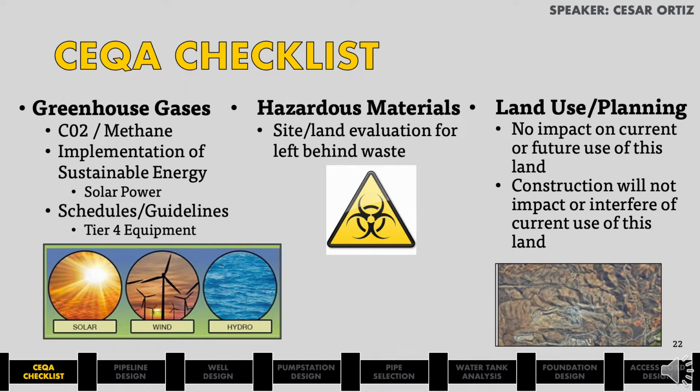To move on to the second category, which is hazardous materials, the project site location will be evaluated to ensure that there are no hazardous materials present from previous land usage. Lastly, land use planning is the third category, and there's going to be no impact on current or future use of land used to build our pipeline system and tank. The team will ensure that construction will not impact or interfere with current land uses such as access roads.